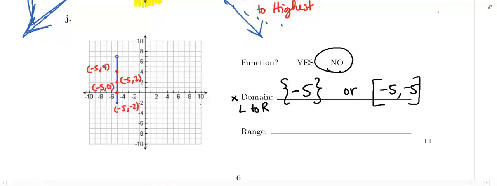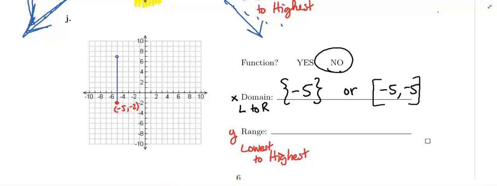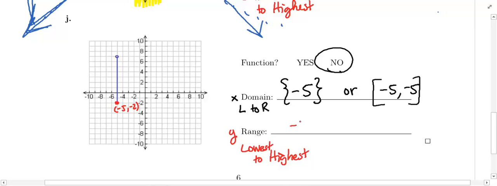All right, lastly, let's look at the range. We're going to look at y values, and we're going to go from the lowest point to the highest. Let me do some erasing here. The lowest point on the curve is this bottom closed circle, which is (-5, -2). We are dealing with range here, so we write down the y value, which is -2. This is a closed circle, so we use a bracket to include the -2. Then we travel up to the high point, which is this open circle with coordinates (-5, 7).